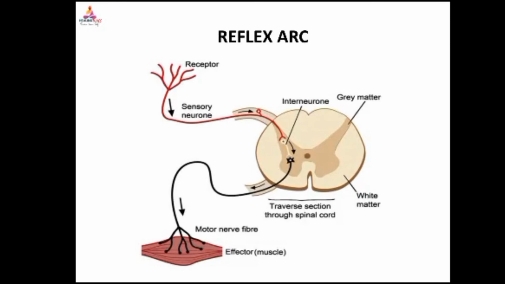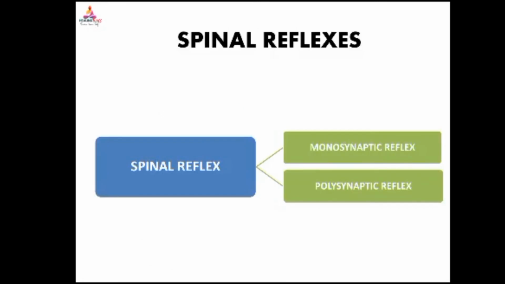Reflex arc is a nerve pathway involved in a reflex action. It has two types, monosynaptic and polysynaptic. The monosynaptic reflex arc consists of only two neurons, one sensory neuron and one motor neuron, and one synapse. Its feature is that only one synapse is present between afferent and efferent neurons. Examples: stretch reflex, biceps and triceps, and knee jerk.